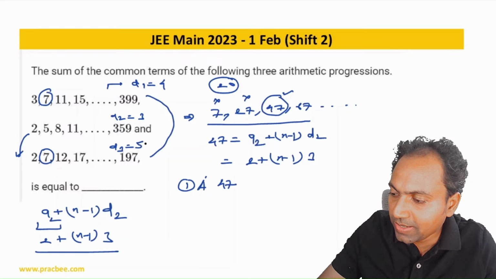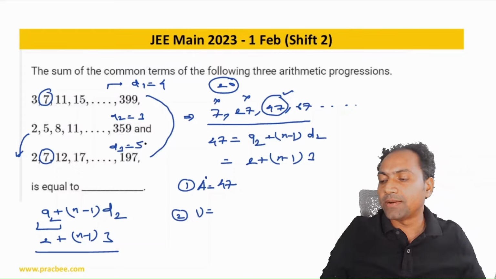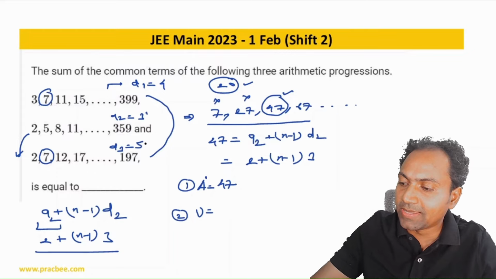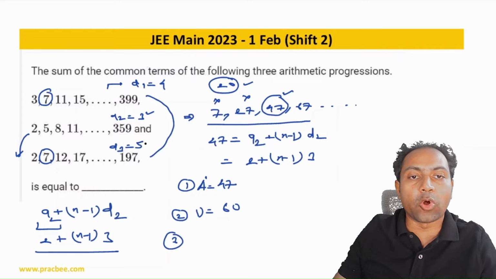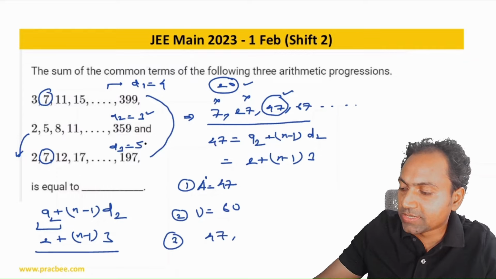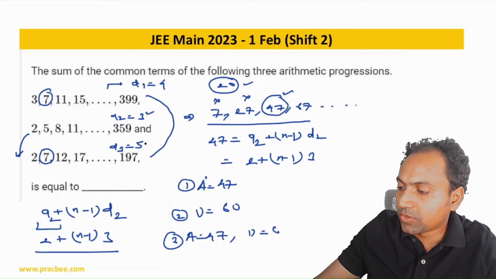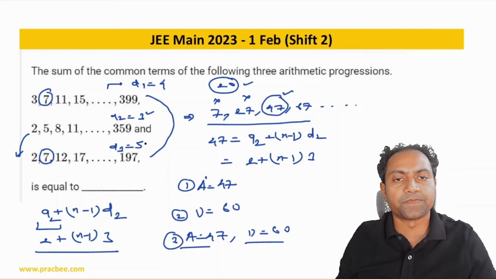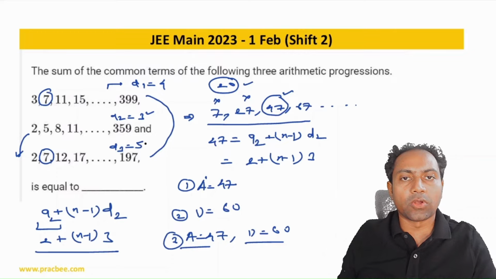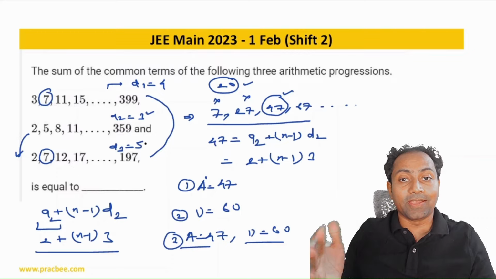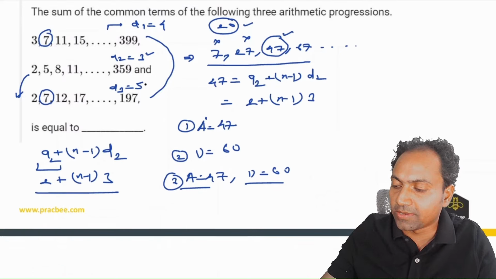This is the value of my capital A. And if I want to find the value of D, it will be the LCM of this 20 and this 3, that comes out to be 60. So if I want to write my common AP, A is equal to 47 and D is equal to 60, and we can write down all the terms. Interestingly, what they want us to find is not just the AP, but the sum of the common terms that are there in this AP.